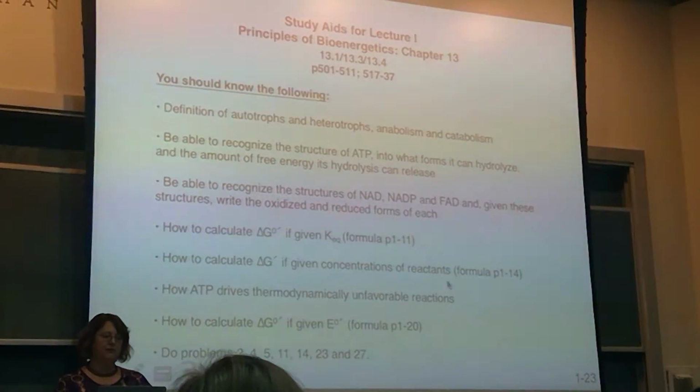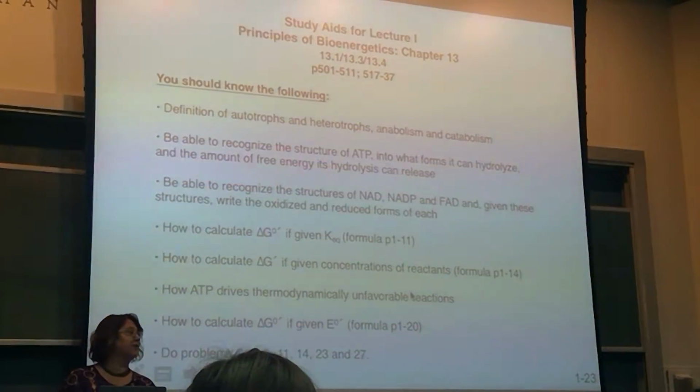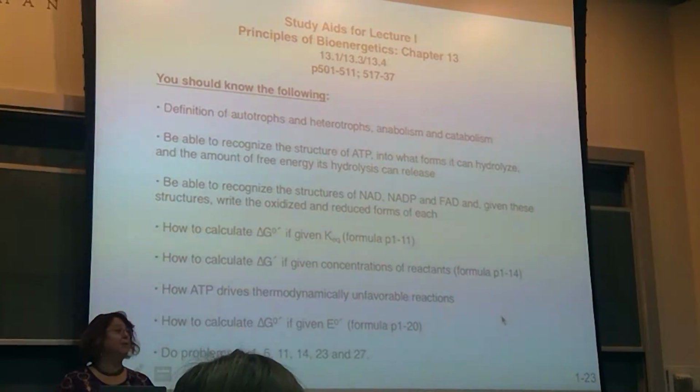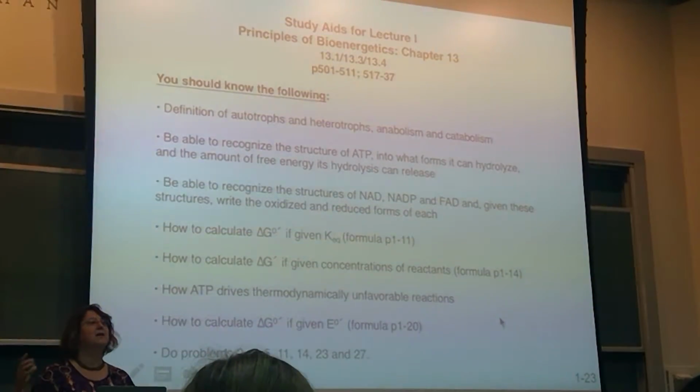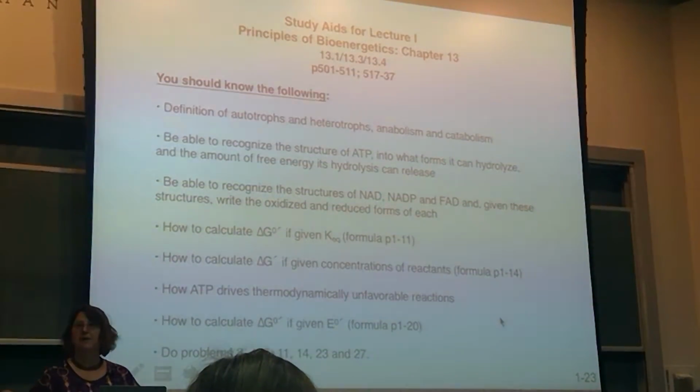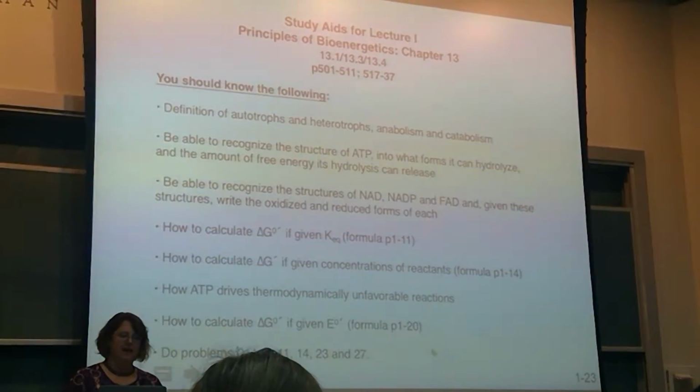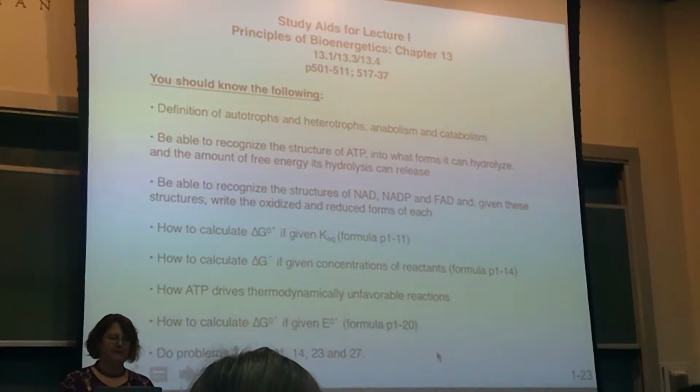How to calculate delta G prime if given the concentration of reactants? How does ATP drive thermodynamically unfavorable reactions, right, by coupling phosphoryl transfer to the other reaction, which we'll see with glycolysis? And then again, how to calculate delta G if given delta E.